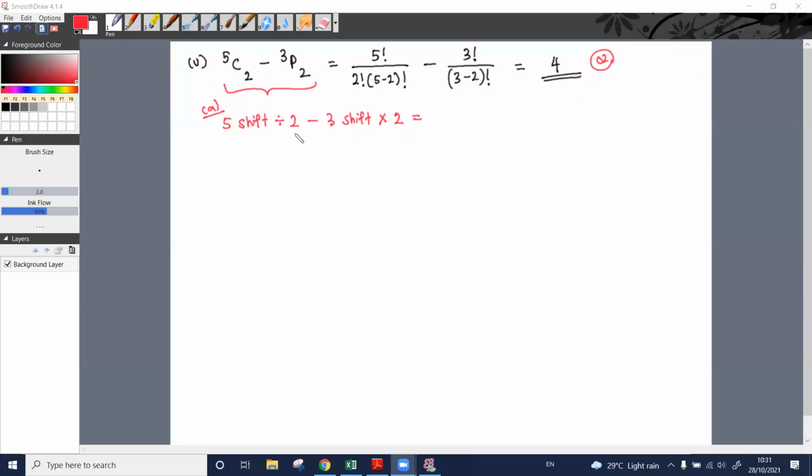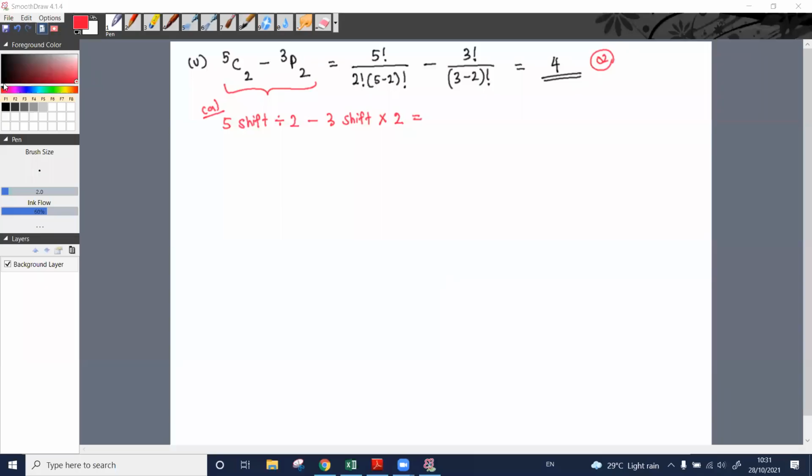5 shift division 2 minus 3 shift multiplication 2. So long as you type, you can see this on the display. Right.